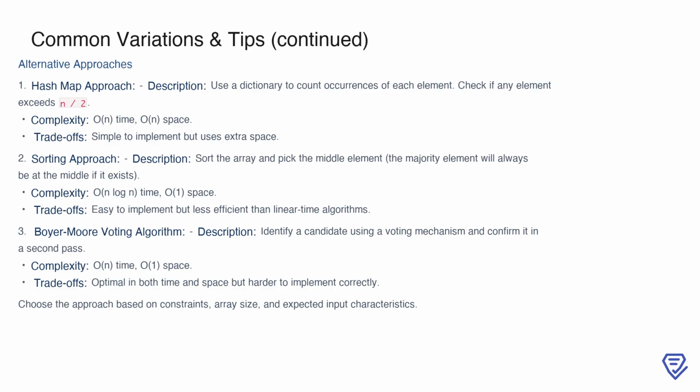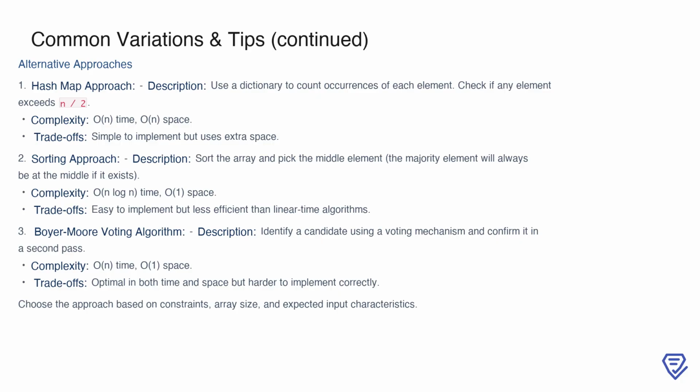Alternatively, you can use the sorting approach, where sorting the array ensures that the majority element, if it exists, will always be in the middle. This method has a time complexity of O(n log n) and uses O(1) space, but it's less efficient than linear time algorithms.